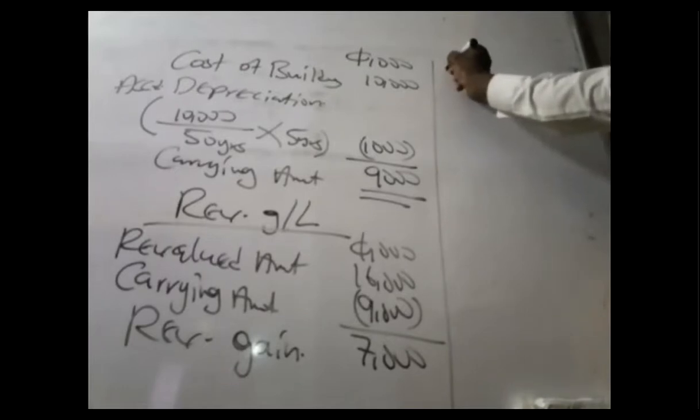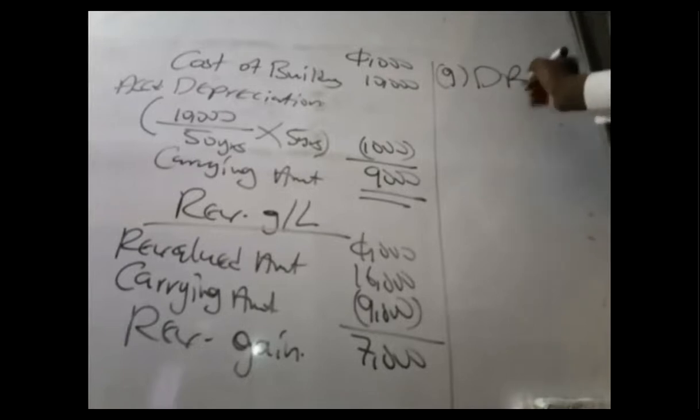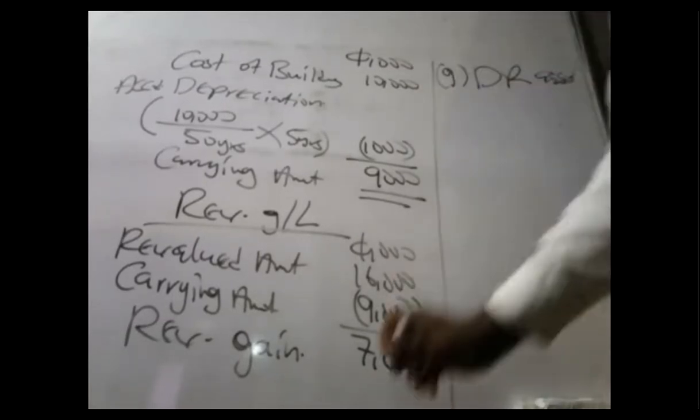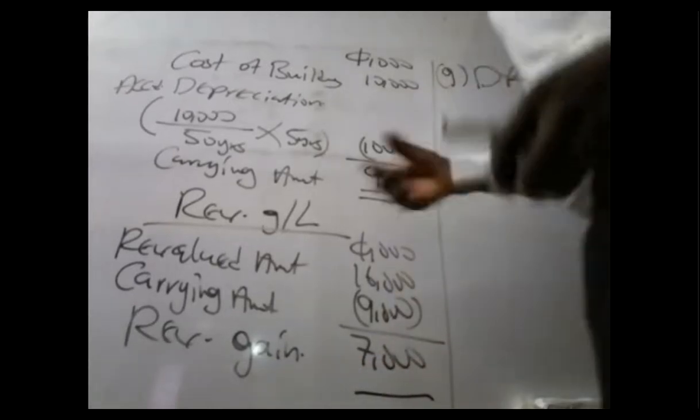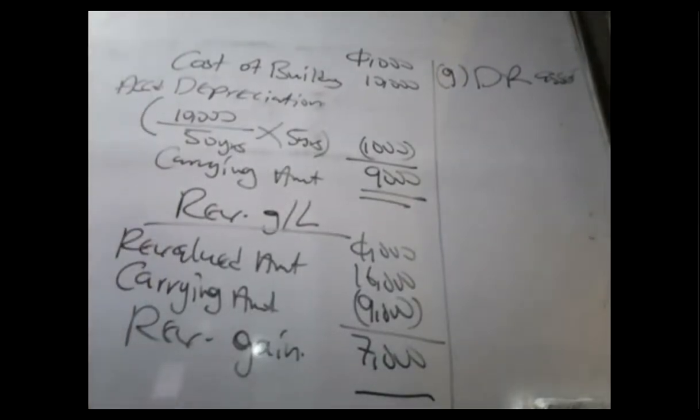That's the accounting treatment for this particular amount. Treatment number one: they must debit the asset's current amount with a gain of 7,000. That's the first treatment. Don't forget the first treatment, which is what I was writing first. Debit the asset with a gain of 7,000.